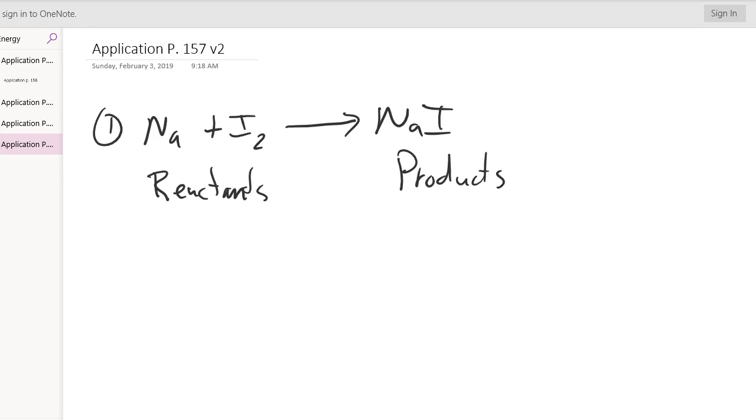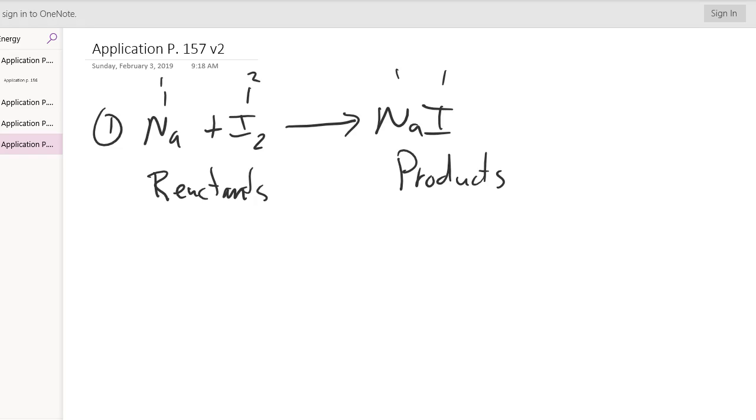Now, the question they have for you is they need to balance this. The number of atoms on each side for each element needs to be the same. If you look at this equation, you'll see that we have 2 iodine on the left, and we have 1 sodium on the left. But on the right, we only have 1 of each. So somehow we have to balance this equation.